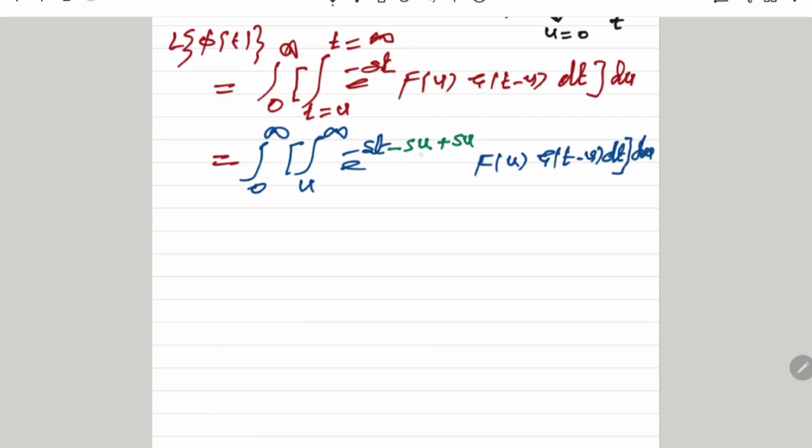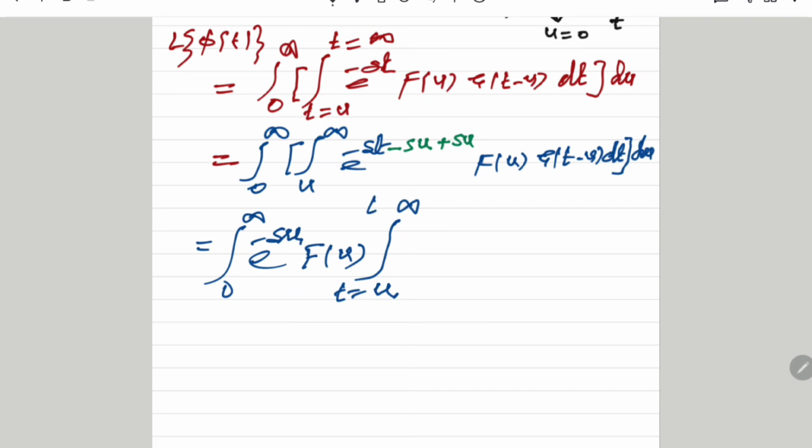The integral is with respect to t, therefore that e raised to su becomes a constant term, we take it outside the inner integral from 0 to infinity as it is. e raised to minus su we take outside the integral sign, as well as f of u is a constant term, we take outside the inner integral sign. The remaining terms are from u to infinity, that is t equal to u to t equal to infinity, e raised to minus st and plus su, g of t minus u, and dt, and then du.